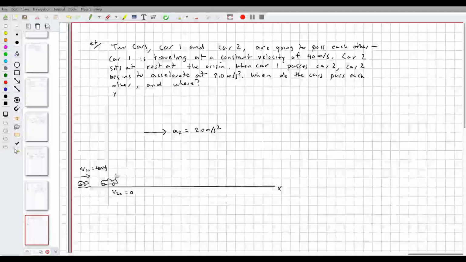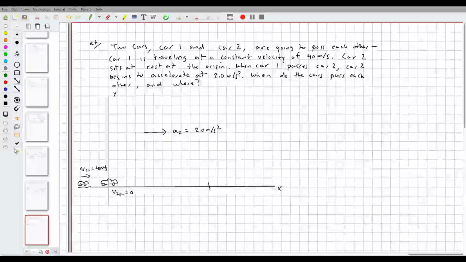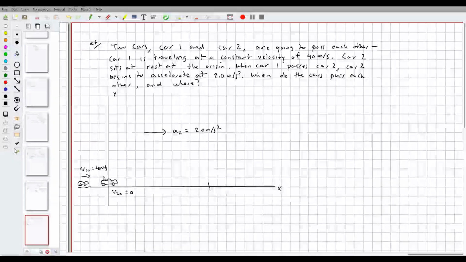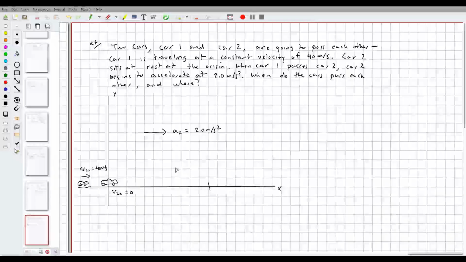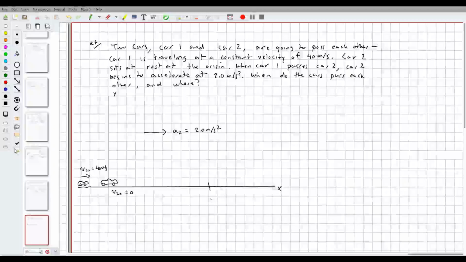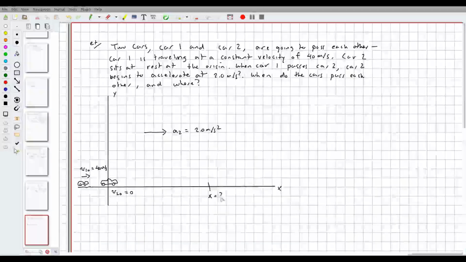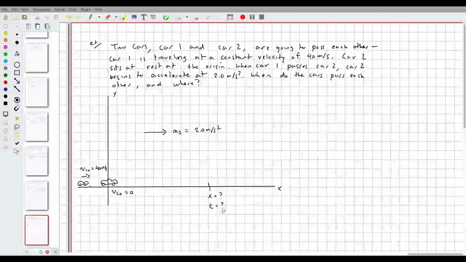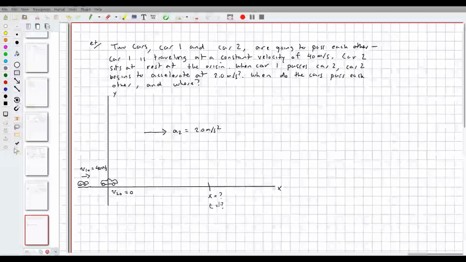Now, they go faster and faster and faster. At some point, car 2 is going to hit the same speed as car 1, and they'll start to approach, and then it'll pass. Now, at this point right here, which I'm going to call x because we're trying to find it, we expect that to happen at time t, which we don't know. We're trying to find these two things.